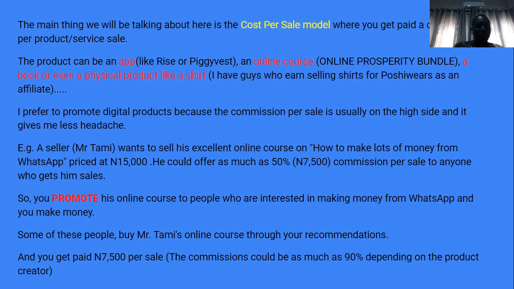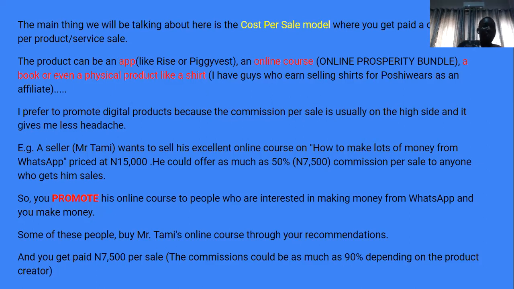So I love to give examples a lot, like I said. So a seller, let's say Mr. Tammy, wants to sell his excellent course on how to make lots of money from WhatsApp, and the course is priced at 15,000. And I tell you, if you sell my course on WhatsApp marketing or maybe on affiliate marketing, you're going to earn 50% on every sale. That's 7,500. So imagine that you sell 10 of that course in a month. That's 75,000 naira. As a young guy like myself, 75,000 naira is decent earning in Nigeria. At least for a young person, of course, if you have a family, you want to do more for your family. But even teachers, big people, like supposedly aged people, don't make that much.